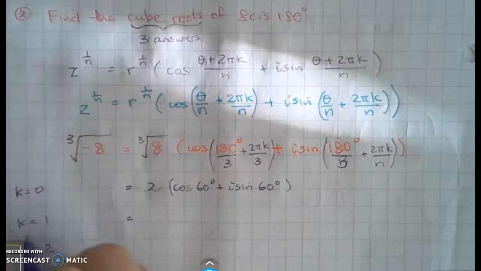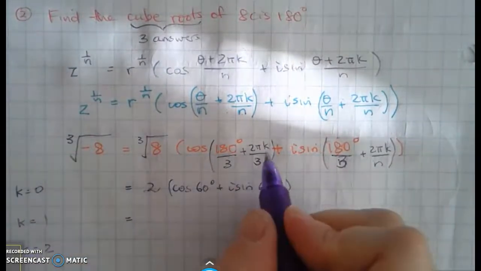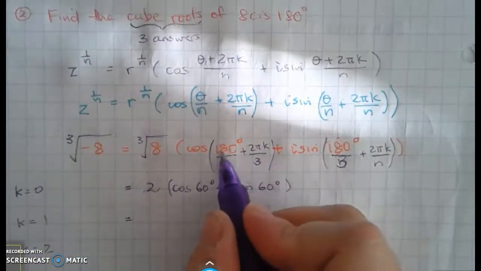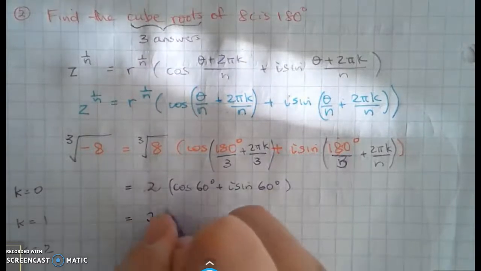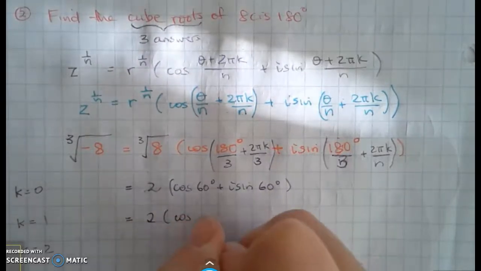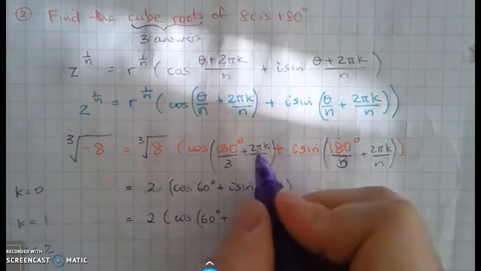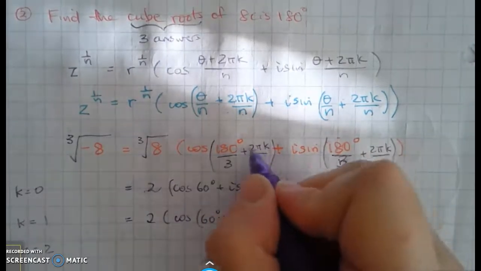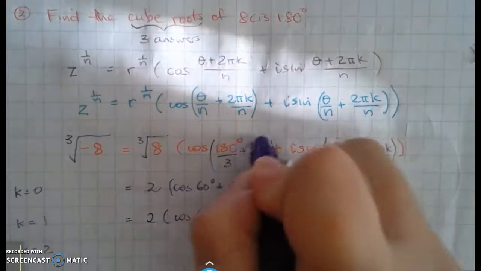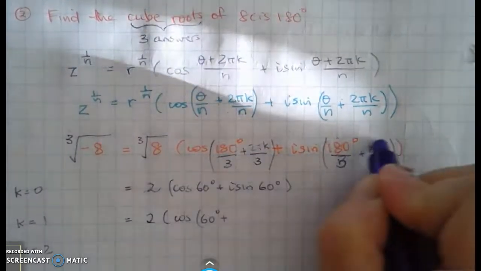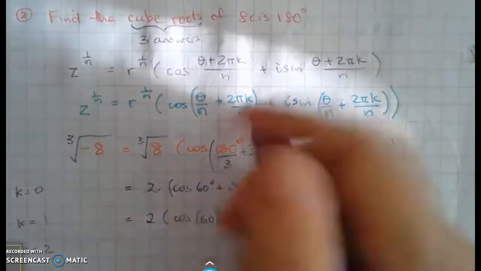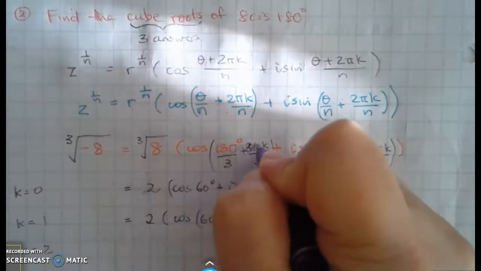The second solution is when k is equal to 1, so that's going to be 2 times cosine of 60 degrees plus, instead of 2 pi, I am going to use 360 because we're dealing with degrees.